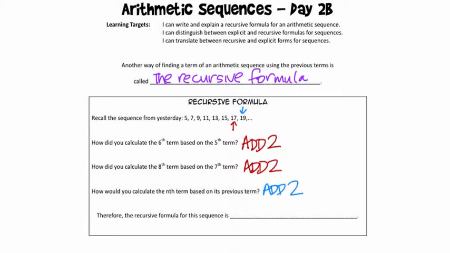So then the recursive formula for the sequence is going to be written as a sub n, which would be any term, is equal to a sub n minus 1, so its previous term, plus 2. And it kind of makes sense with this sequence that we have for this example. We have some term, and in order to get the next term, we just add 2.